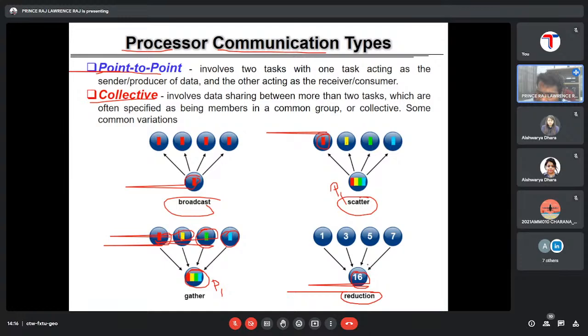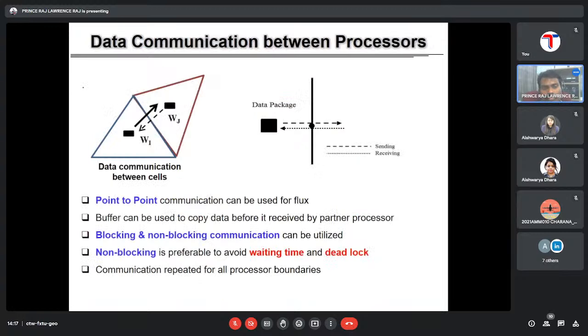So all the processors will send some number, but at the end of the day, a single number will come out of it. Actually, that is your reduction. These are all the collective operations. So this is the way the processors communicate. These are the types.